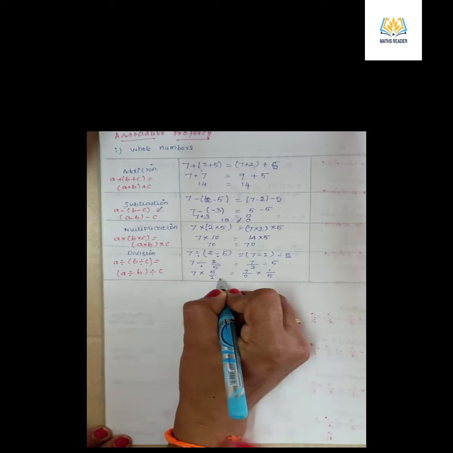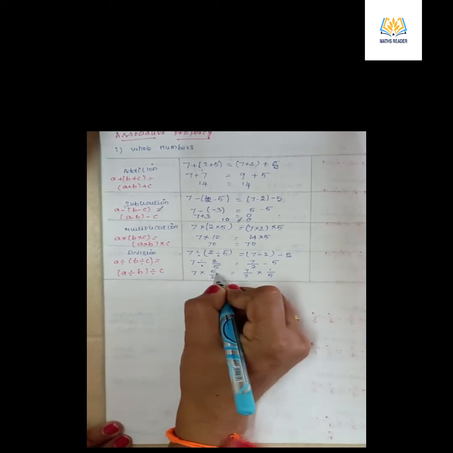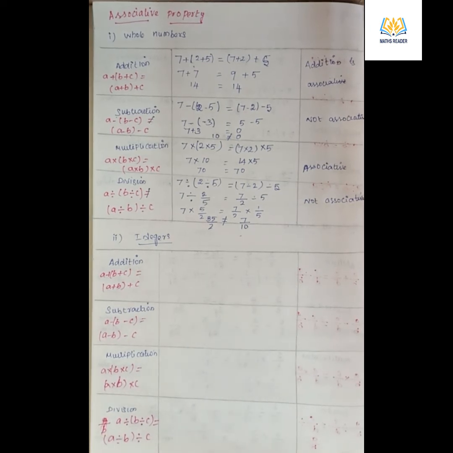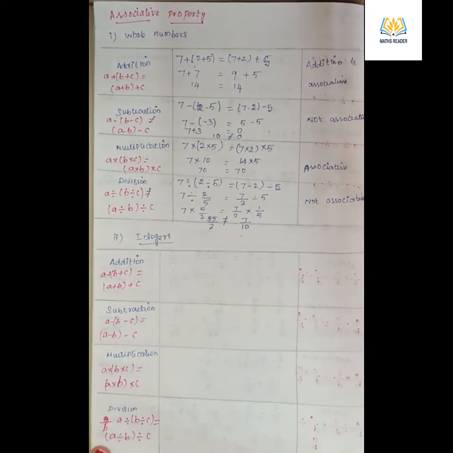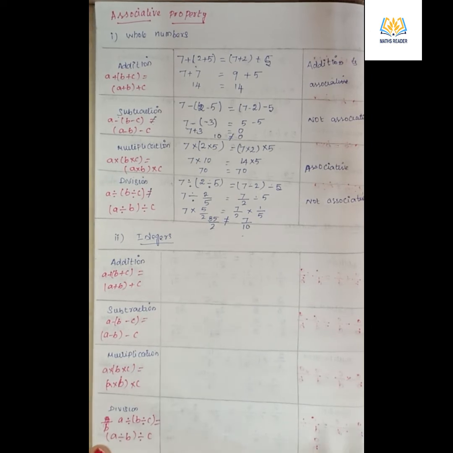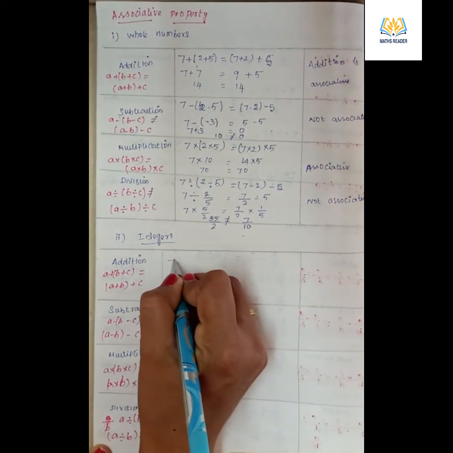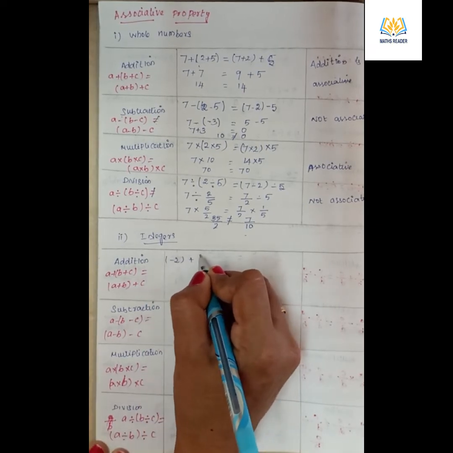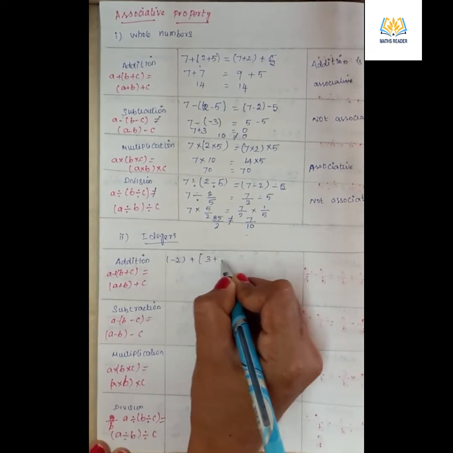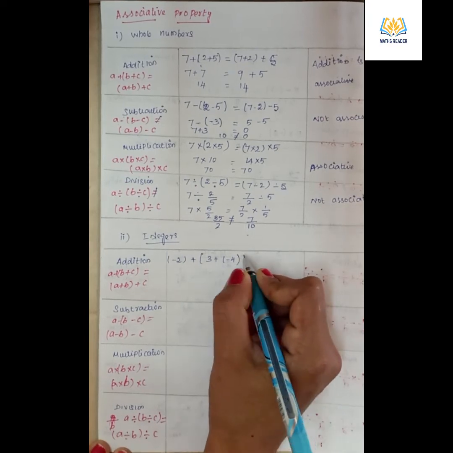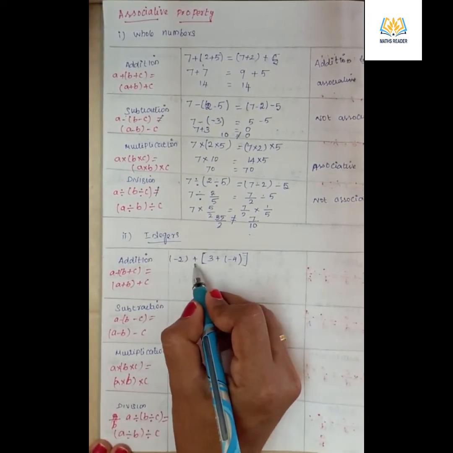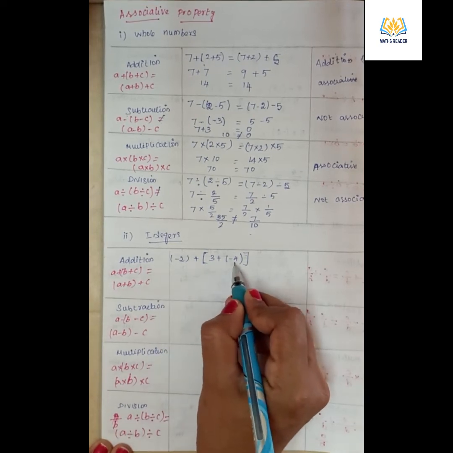So here the answer is 30. Then next is integers. For integers we are checking the associative property. First we will check for addition. Minus 2 plus 3 plus minus 4. So minus 2 plus 3 plus minus 4.